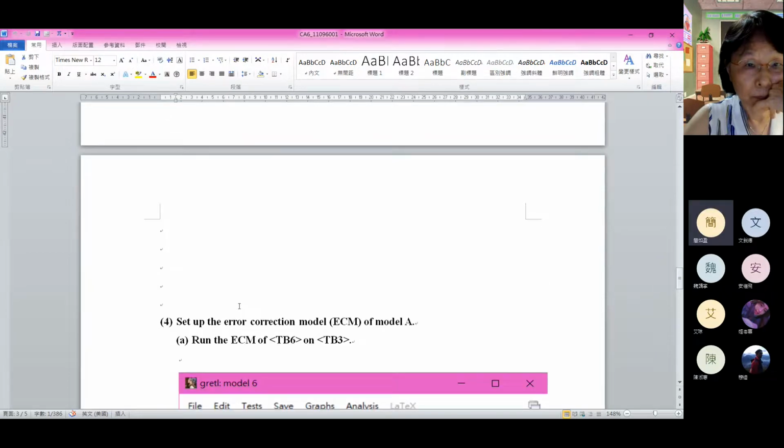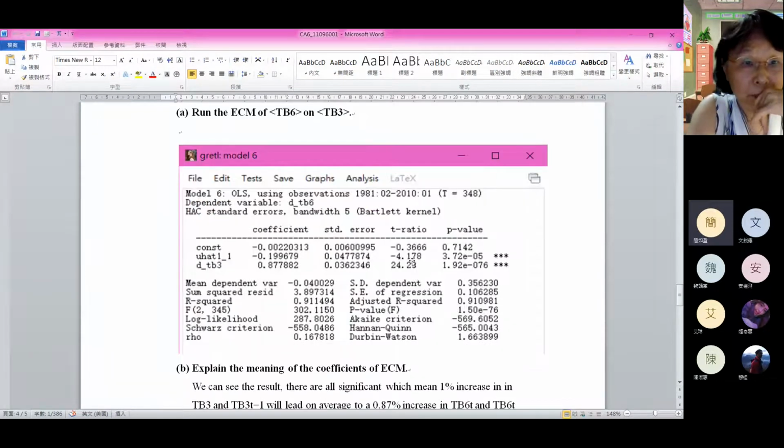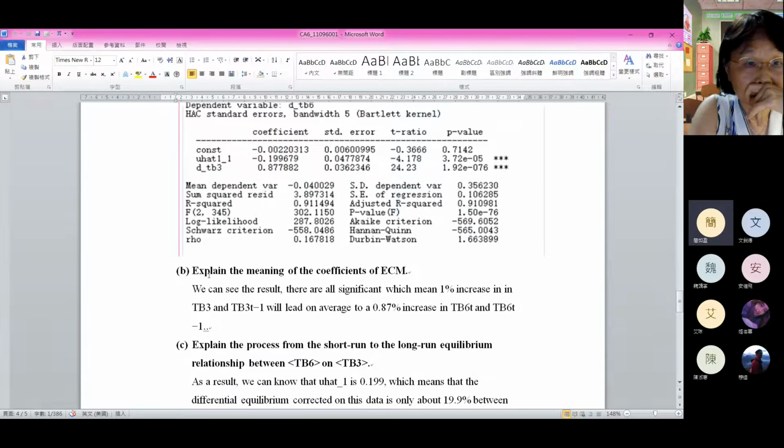And the fourth part is to set up the error correction model, ECM, of model A. And this is my result. And B is to explain the meaning. We can see the results are all significant, which means a 1% increase in TB3 and TB3 lag will lead on average to a 0.87 increase in TB6 and TB6 lag.